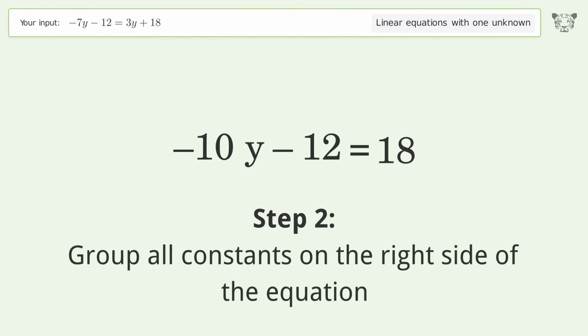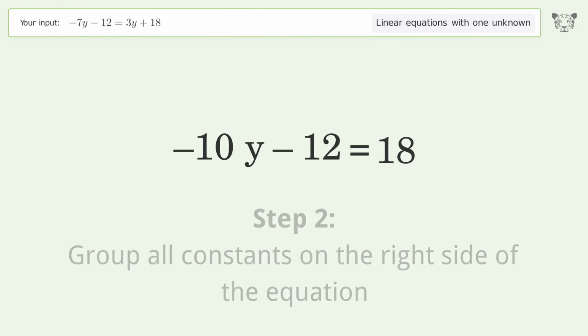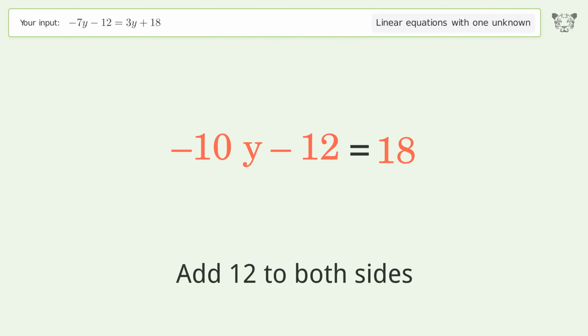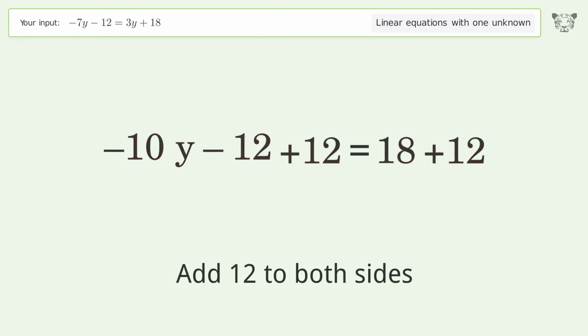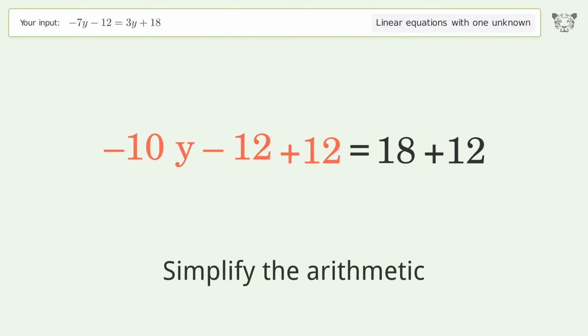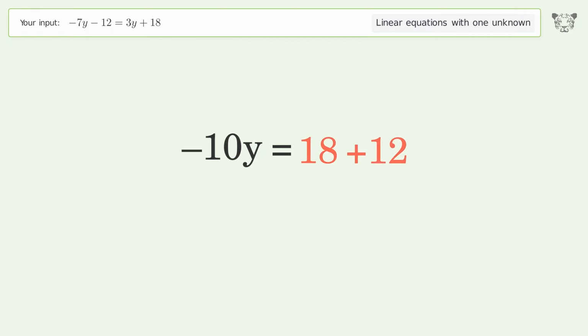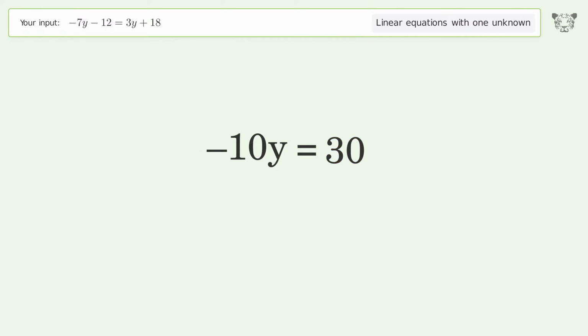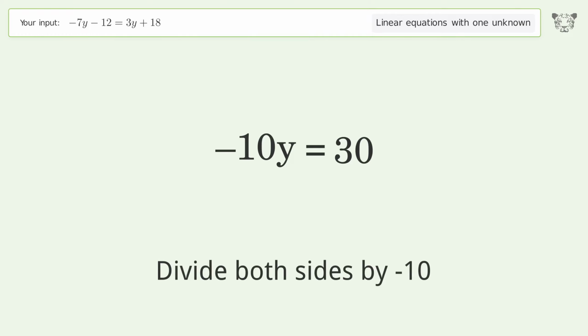Group all constants on the right side of the equation. Add 12 to both sides. Simplify the arithmetic. Isolate the y. Divide both sides by -10.